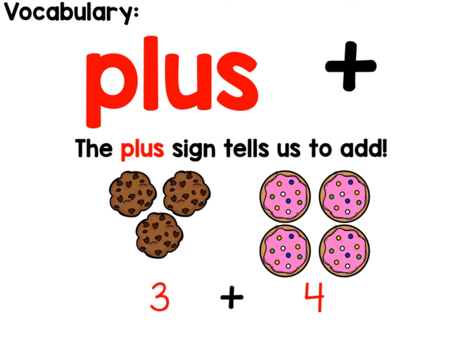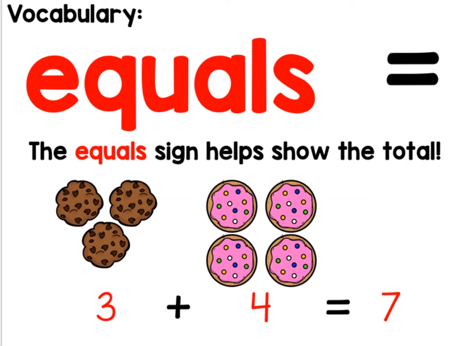Plus. The plus sign tells us to add. 3 plus 4. Equals. The equal sign helps show the total. 3 plus 4 equals 7. Equals also means the same as.